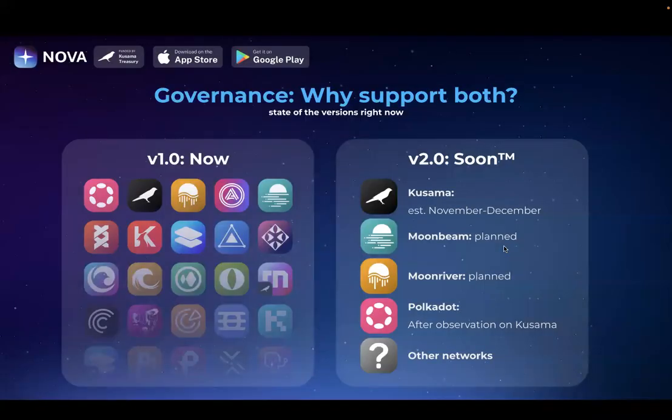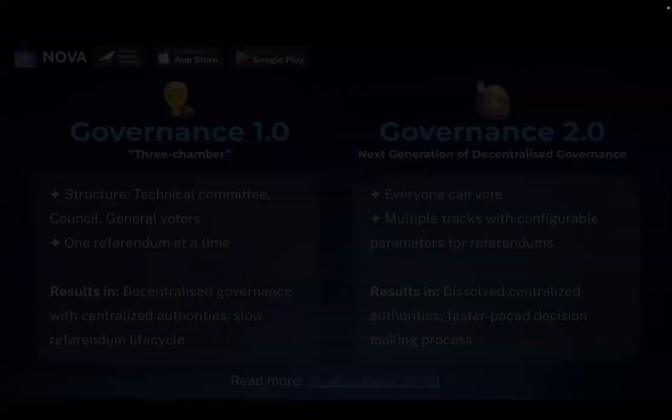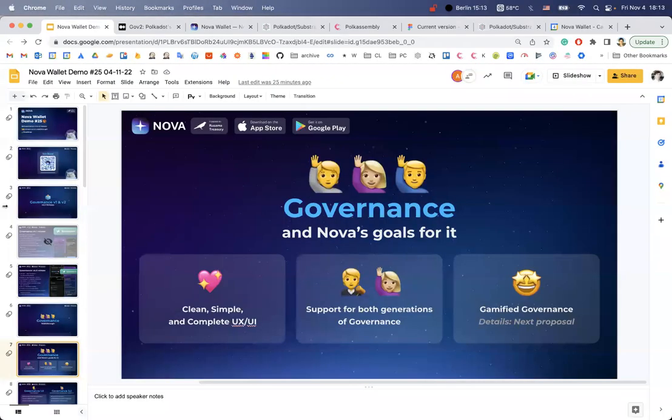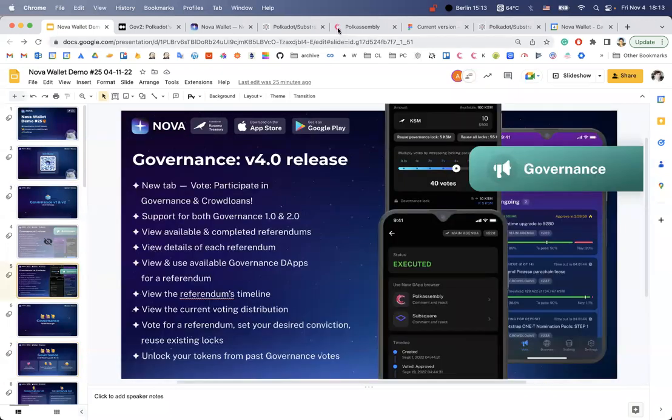All right, so let's check the chat for any questions, and then we will proceed with the demo of the governance itself. Robonomics will move to governance 2 after observing how it plays out on Kusama for some weeks. Amazing. So we have a message in the chat that Robonomics will switch to governance 2.0 as well. Yeah, that's pretty reasonable.